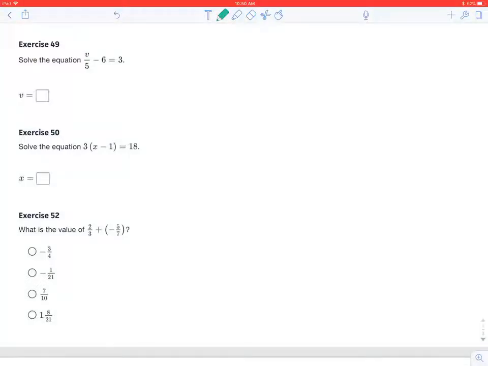Exercise 49 is a review of Chapter 3, and it's also very similar to the inequalities that we're working with. Now, this is what we would consider a two-step equation. The only difference between a two-step equation and a two-step inequality is the symbol in the middle. So the equal sign makes it an equation, but if it had something like greater than or less than, then it would be an inequality. But the reason it's called a two-step equation is because you're going to need to do two things in order to solve for the variable.